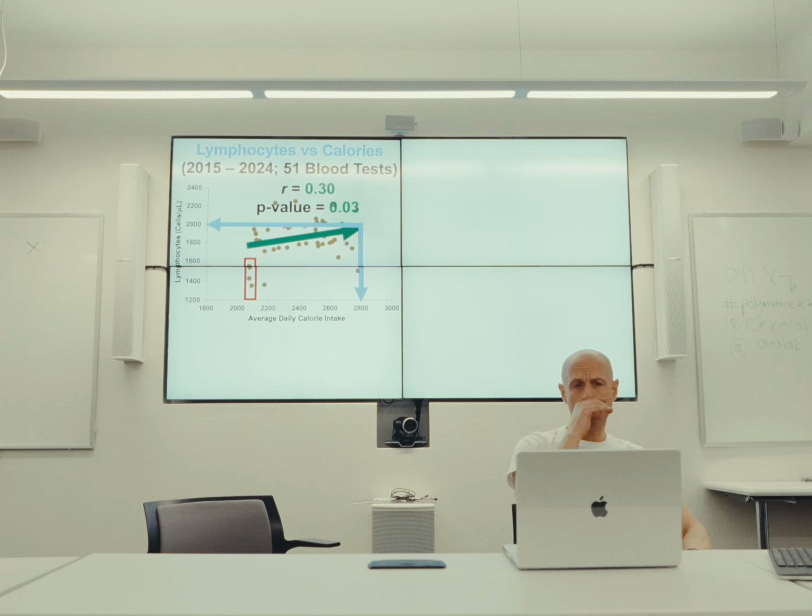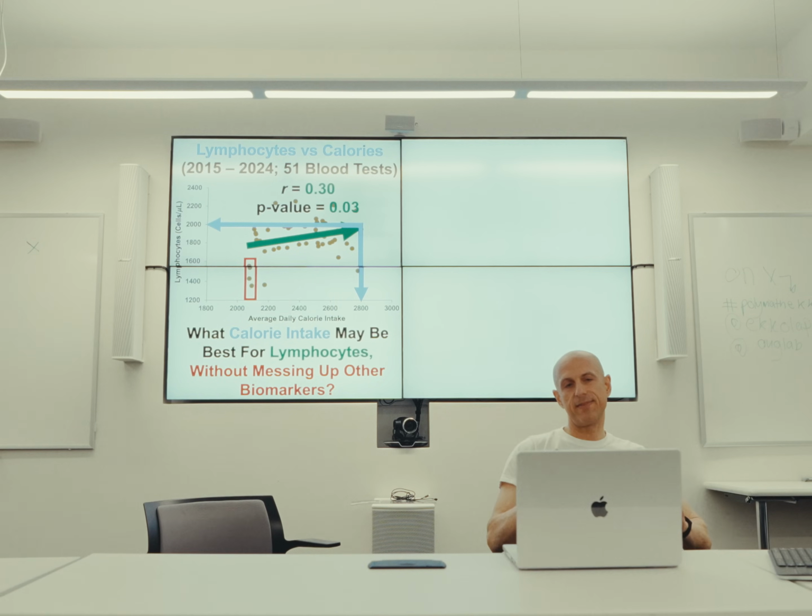However, more recently, I'm around 2,100, and that's on purpose because calorie restriction may improve more of my biomarkers relative to others. So then that raises the question, what calorie intake might be best for lymphocytes, knowing that in my most recent data, I had 3 that were pretty bad and are probably pulling the correlation down, making my lymphocytes look more aged and following that age-related trajectory. But what calorie intake may be best for the lymphocytes without messing up other biomarkers?